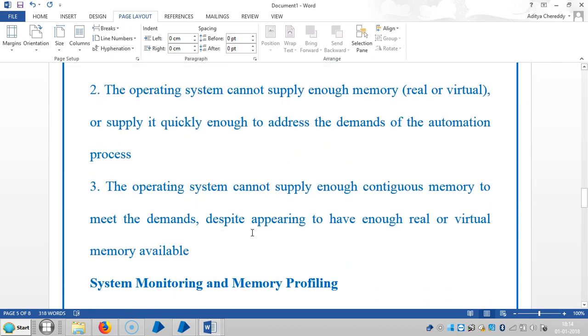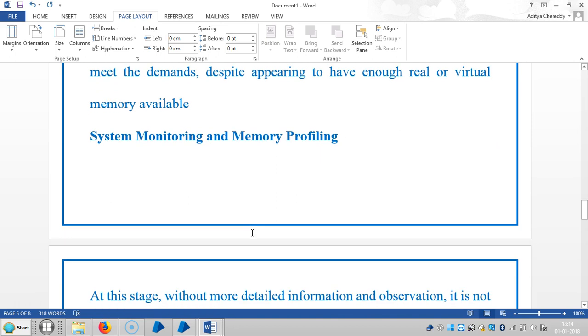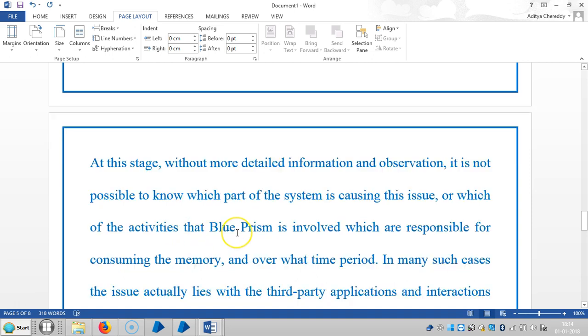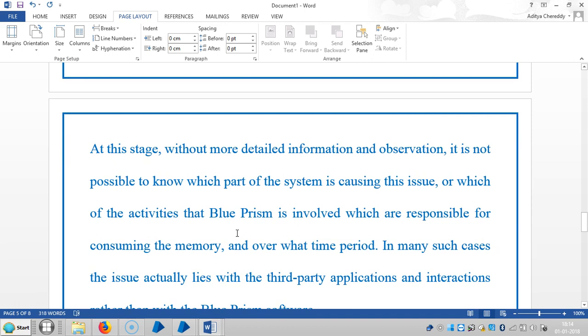The operating system cannot supply enough contiguous memory to meet the demands despite appearing to have enough real or virtual memory available. And at the system monitoring and memory profiling stage, without more detailed information and observation, it's not possible to know which part of the system is causing this issue, or which of the activities that Blue Prism is involved in are responsible for consuming the memory, and over what time period.